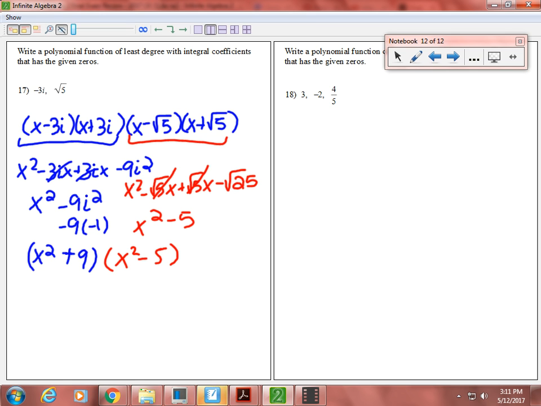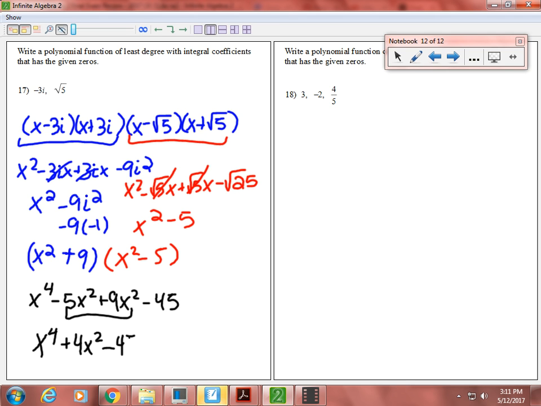Okay, now I have to FOIL these two together. So what I'm going to get for this is x to the fourth minus 5x squared plus 9x squared minus 45. Put these together, x to the fourth plus 4x squared minus 45. And I know that's right because there has to be 4 roots because of the conjugates. There's 2 to begin with, so there's going to be 4 total.